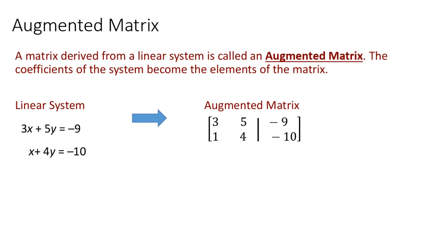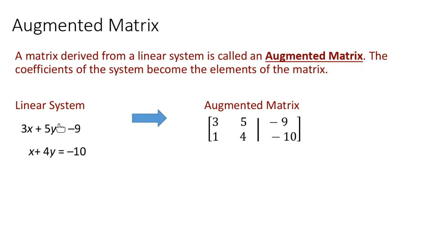All right, so an augmented matrix is going to be useful to solve linear systems. Linear systems, we can convert them into what's called matrix form, and the name of this matrix form is called an augmented matrix form. So here's an example.